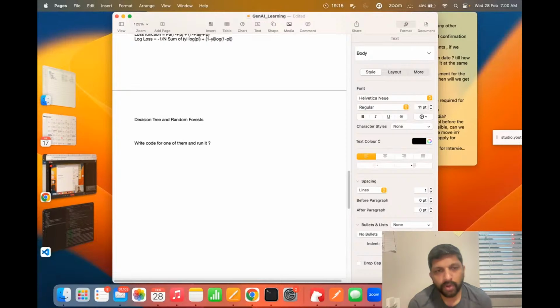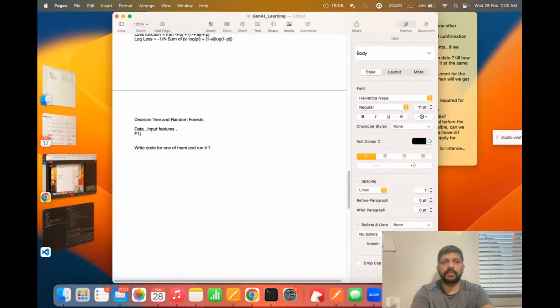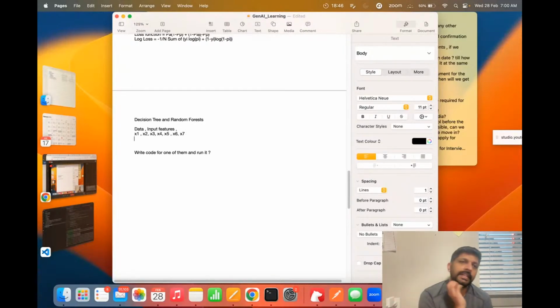Okay, so what happens is, when you have data, the data would have some input features, let's say x1, x2, x3, x4, x5, x6, x7. Then what they would do is ask, what kind of data is there? What is x1? What is x2? What is x3? What is x4, x5, x6, x7?